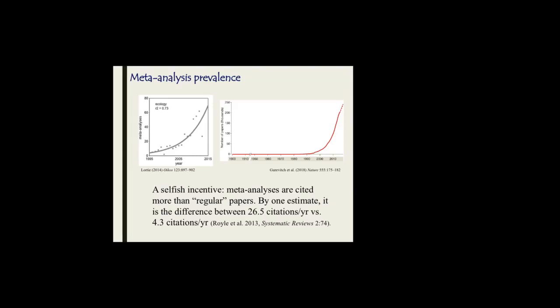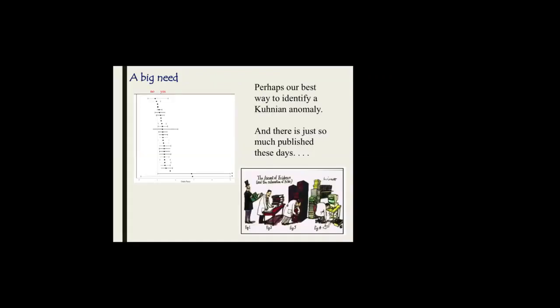There's a selfish incentive. They're cited way more than so-called regular papers. This one estimate I found said the difference was basically, on average, we'll round up to 27 citations per year versus 4. It's a pretty big difference. And it's because these sorts of papers basically are meant to be an overall statement of what's going on in a particular system or with a particular idea, hypothesis, that sort of thing.